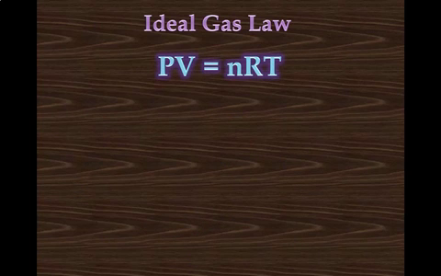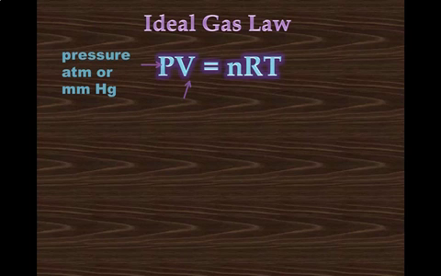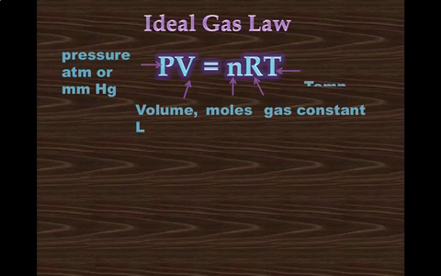So this time you don't have to have two different sets of information, you just have one. Pressure times volume equals number of moles times the gas constant times temperature. Pressure can be in atmospheres or millimeters of mercury. Volume can be in liters only. n is the number of moles, R is the gas constant, and T is the temperature, and it has to be in Kelvin.